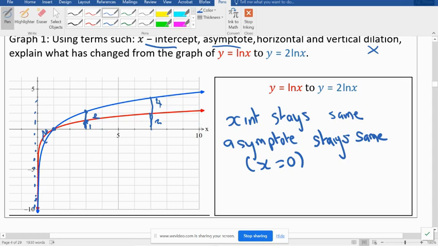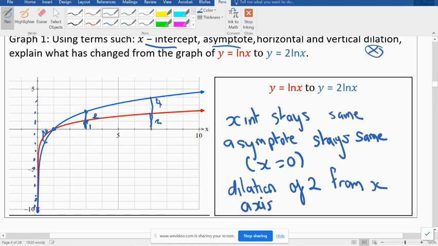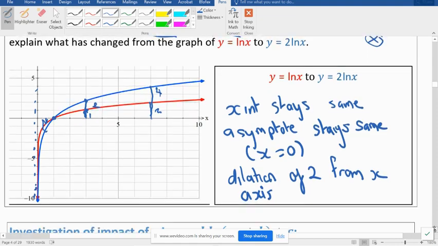So what we got is one of these things like multiplication, okay? It's a multiplication of 2. So instead of saying multiplication, we say it's a dilation of 2. So it's a multiplication of 2 from the x-axis. And I hope that makes sense there, because it's actually from the x-axis that all this multiplication is going from, okay? Moving on to the next one.